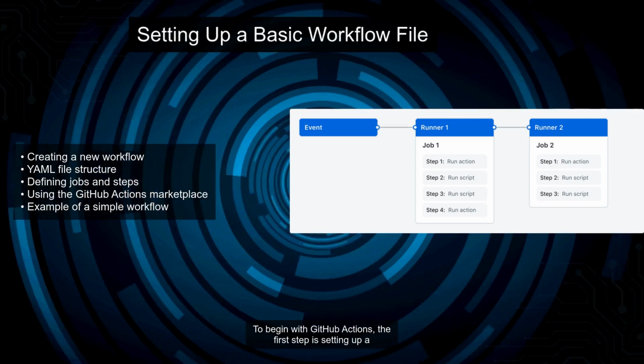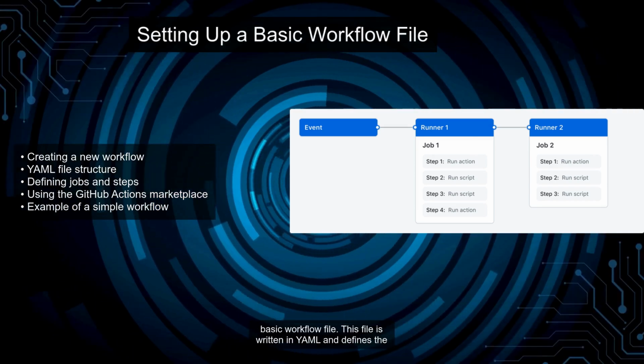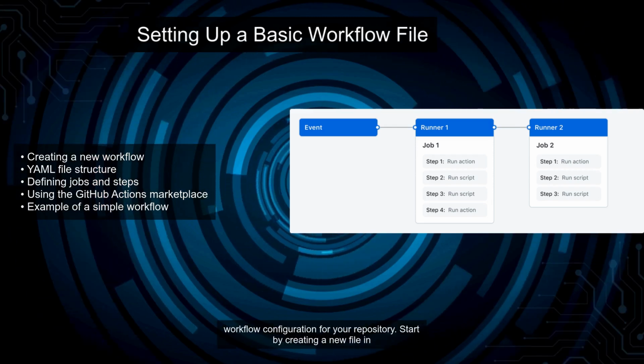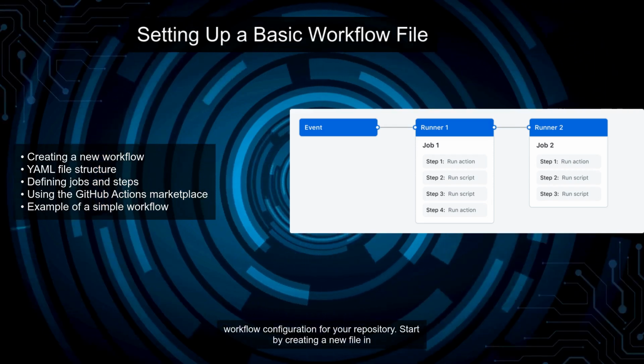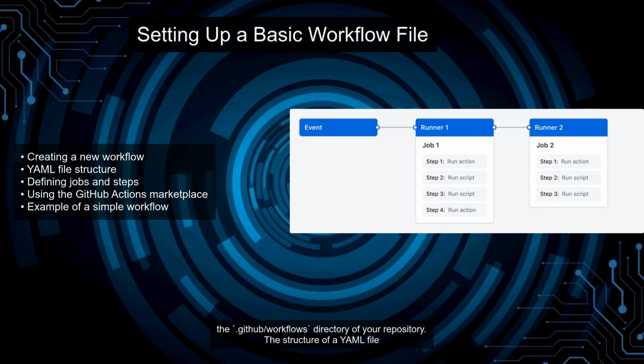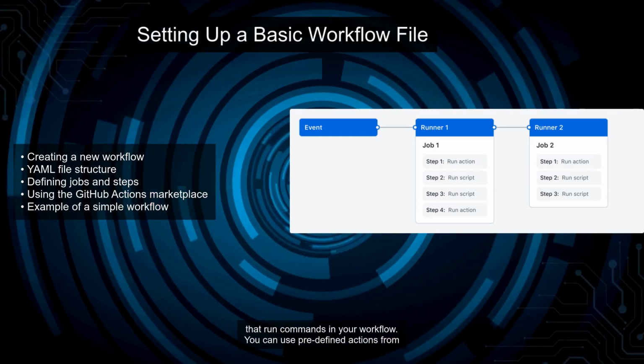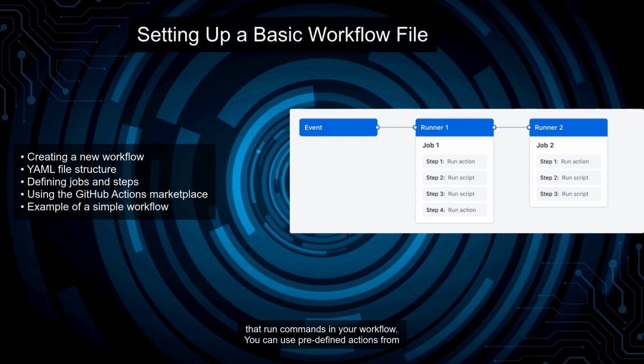To begin with GitHub Actions, the first step is setting up a basic workflow file. This file is written in YAML and defines the workflow configuration for your repository. Start by creating a new file in the .github/workflows directory of your repository. The structure of a YAML file is hierarchical, consisting of jobs and steps. Each job contains multiple steps that run commands in your workflow.